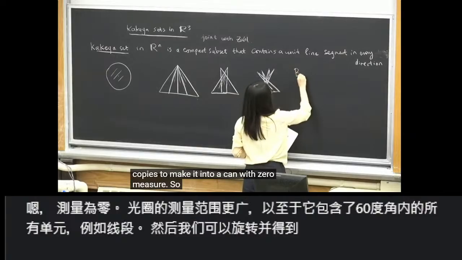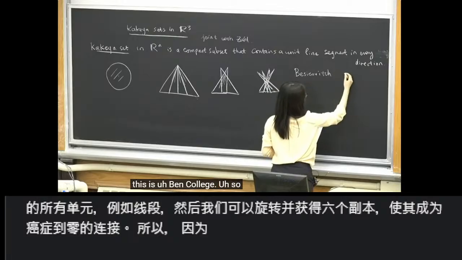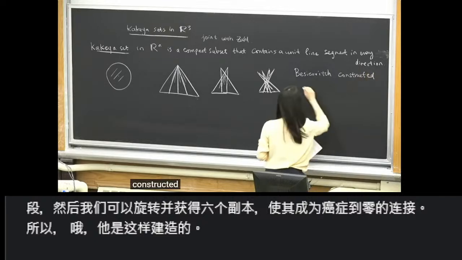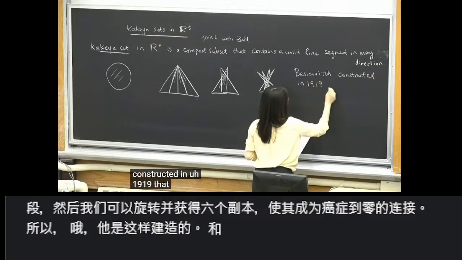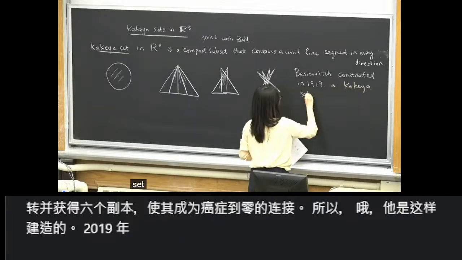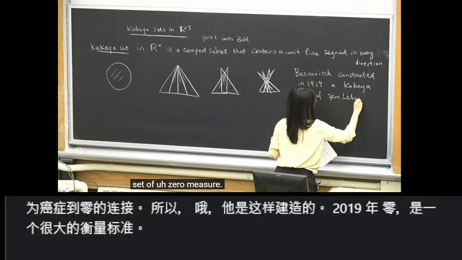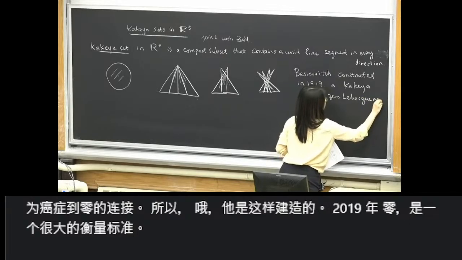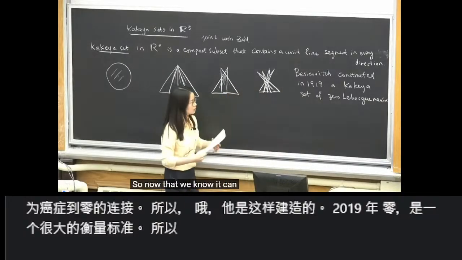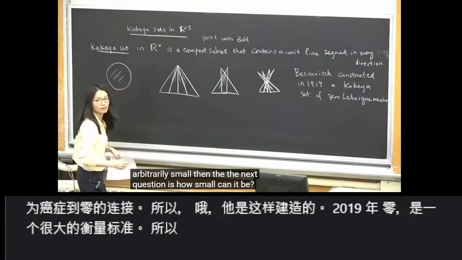So this was Minkowski. He constructed, in 1919, a Kakeya set of zero Lebesgue measure. So now that we know it can be arbitrarily small, the next question is how small can it be?